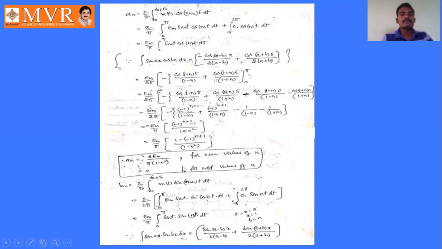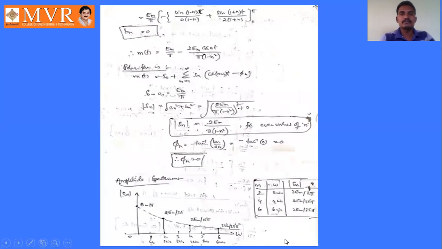In the same manner, we can find out the value of bn also. That is bn equal to 2 by T naught integral T naught to T naught plus T naught m of t sin n omega naught t dt. Here omega naught value is 1. So by simply substituting these values, we get the expression Em by pi into integral 0 to pi sin t sin nt dt. So here also it is in the form of integral sin ax sin bx dx, that is sin a minus b into x by 2 into a minus b plus sin a plus b into x by 2 into a plus b. By simply substituting, we will get the value of bn is 0.